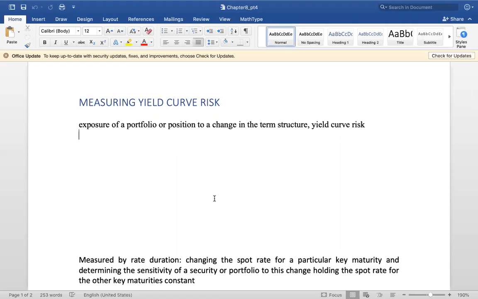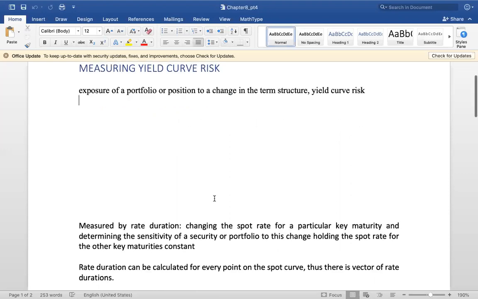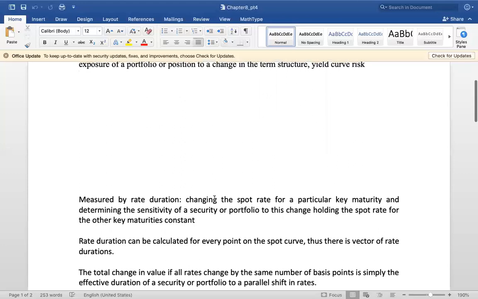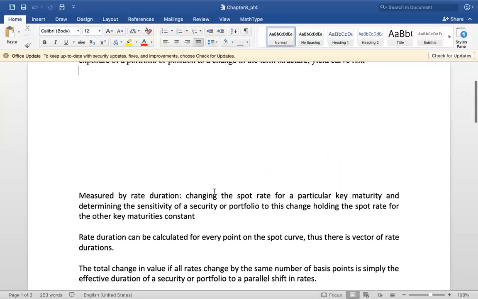Changing the spot rate for a particular key maturity, as I said, rate duration can be calculated for every point on the spot curve. Thus, there is a vector of rate durations as compared to a single measure. The total change in value if the rates change by the same number of basis points is simply the effective duration, which we have already talked about, if all the rates change by the same amount.